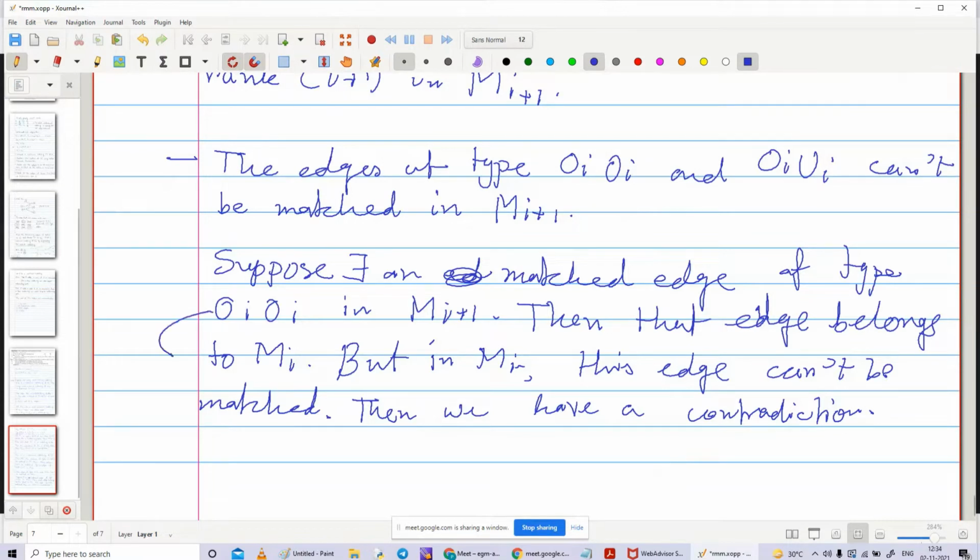So the rank of this edge is less than or equal to i. And if that happens, then this edge must belong to Mi also, because Mi is basically Mi plus 1 after we remove all the edges of rank i plus 1 from Mi plus 1. But if this edge is matched in Mi, then Mi cannot be a maximum matching, because a maximum matching cannot have any edge of type Oi, Oi, and that's why we have a contradiction. Is this clear, or any question about this?